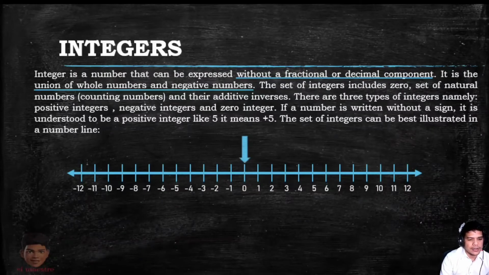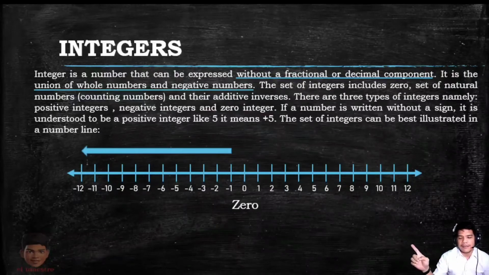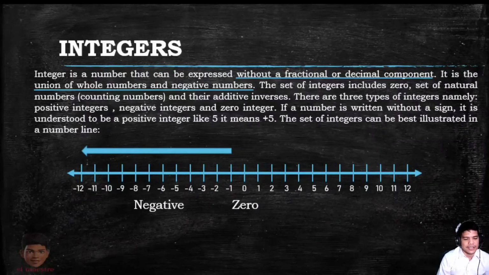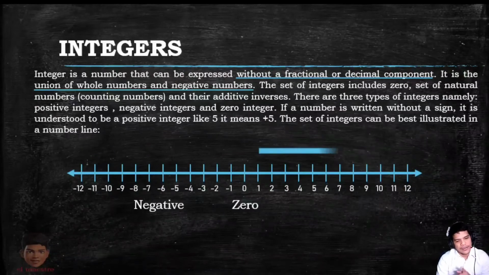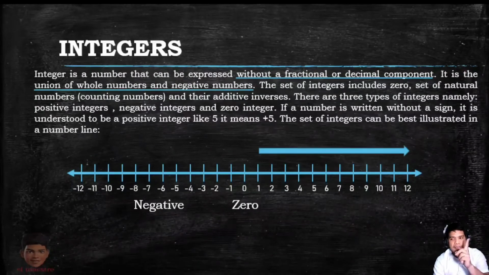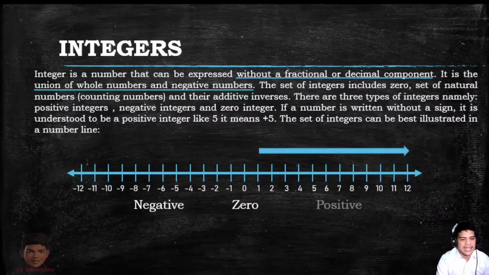So dito, ito yung three types. First, we have the zero integer. Okay? From that zero going to the left, all of those are the negative integers. Nakuha. Then, from 0 going to the right, lahat yan ay positive. Okay, those are integers.